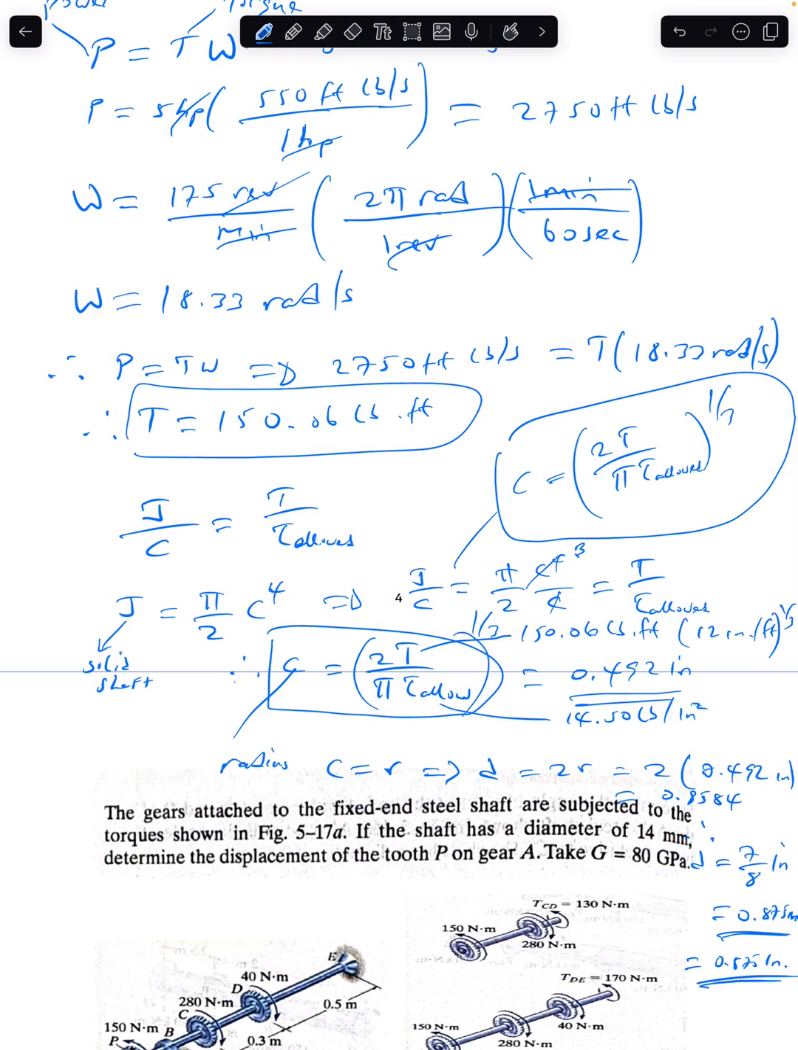So that is actually the shaft diameter that motor can drive without any mechanical failure.